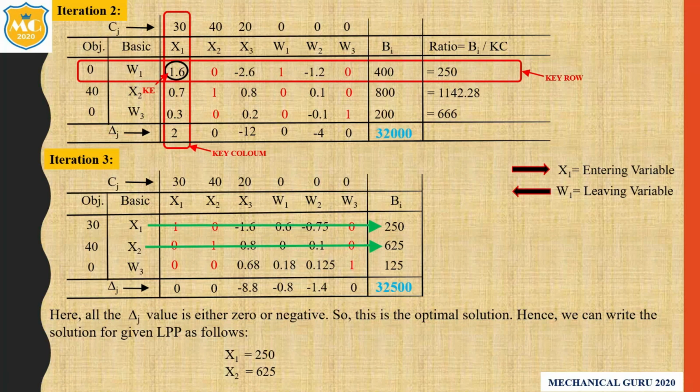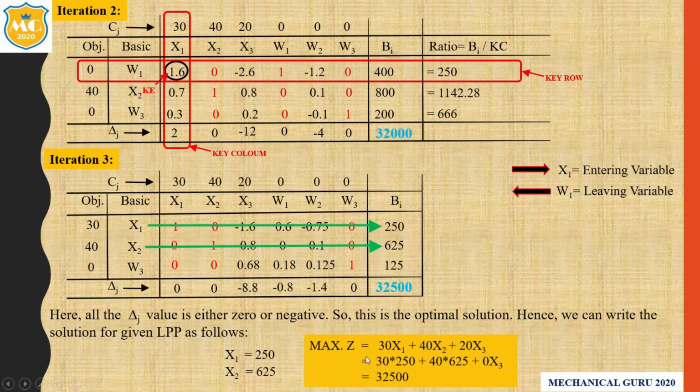This value we put into our objective function, that is maximize z is equal to 30x1 plus 40x2 plus 20x3. Putting these values in the objective function, we get maximize z is equal to 32,500. Clear? So this is the very simplest method.